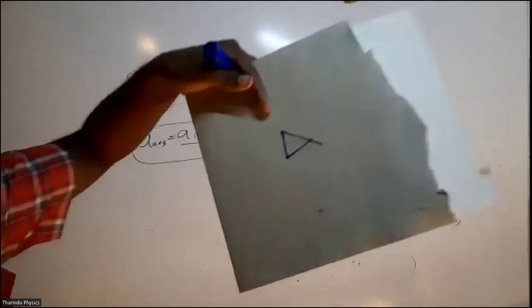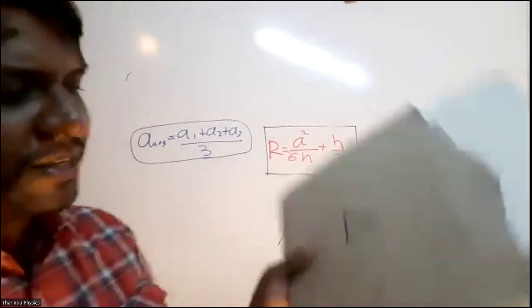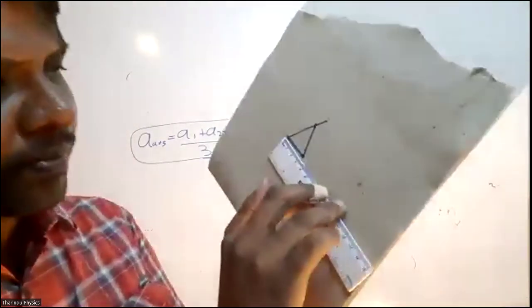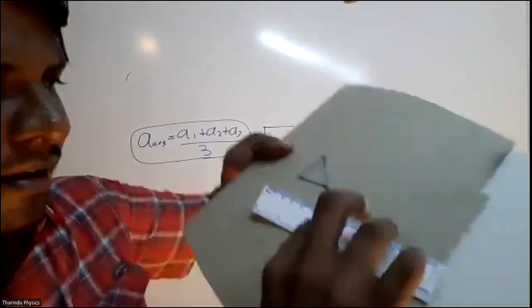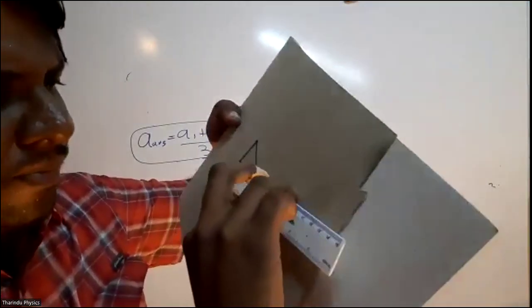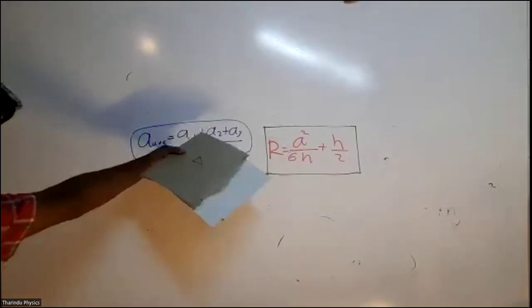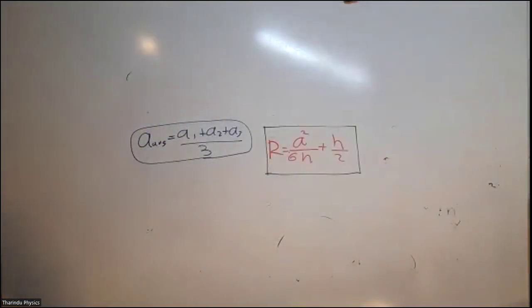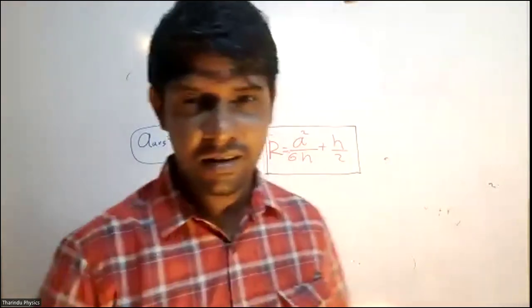Okay. Now you construct your triangle. What you can do is you can keep your ruler over like this. Take reading 1, reading 2, reading 3 and apply them to this equation and find out the average. Can you understand it?